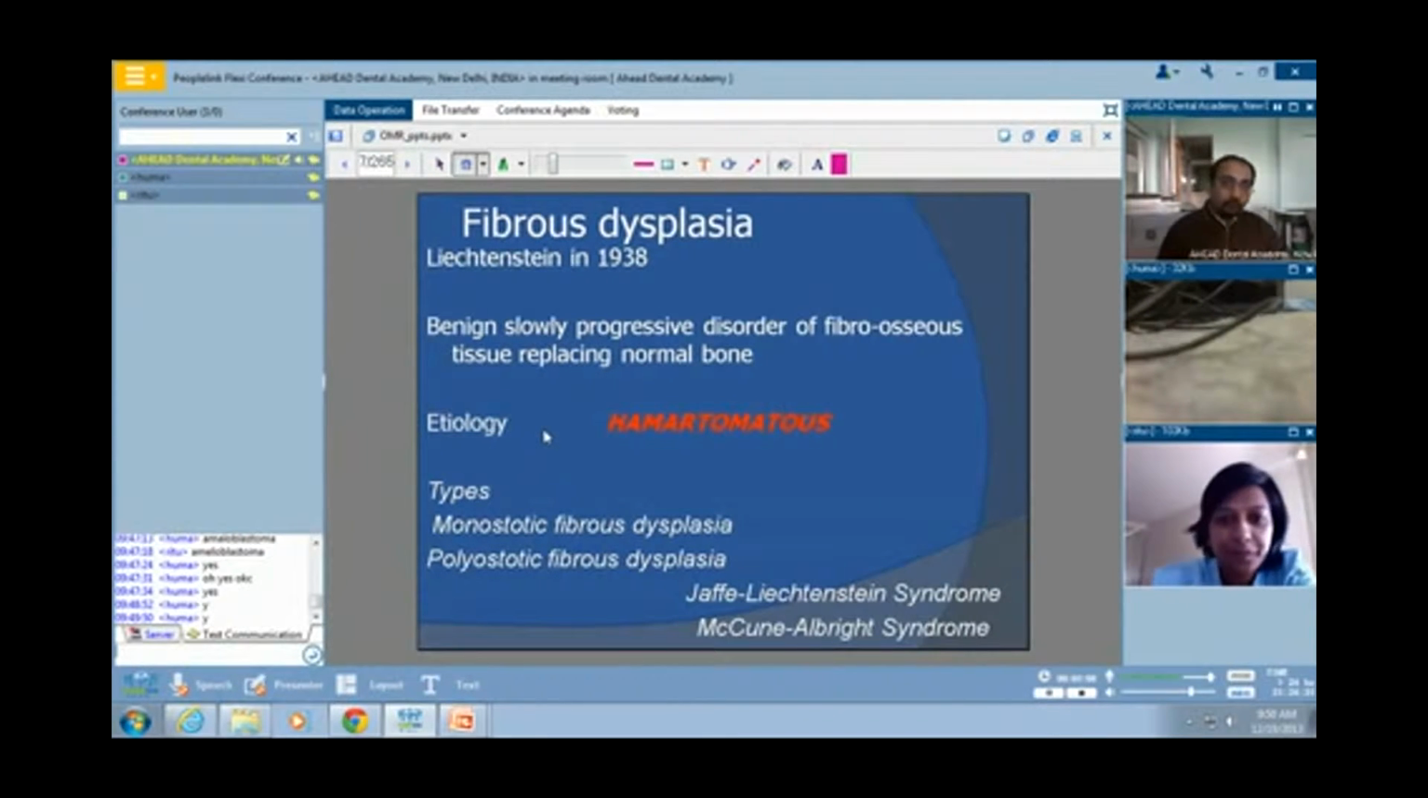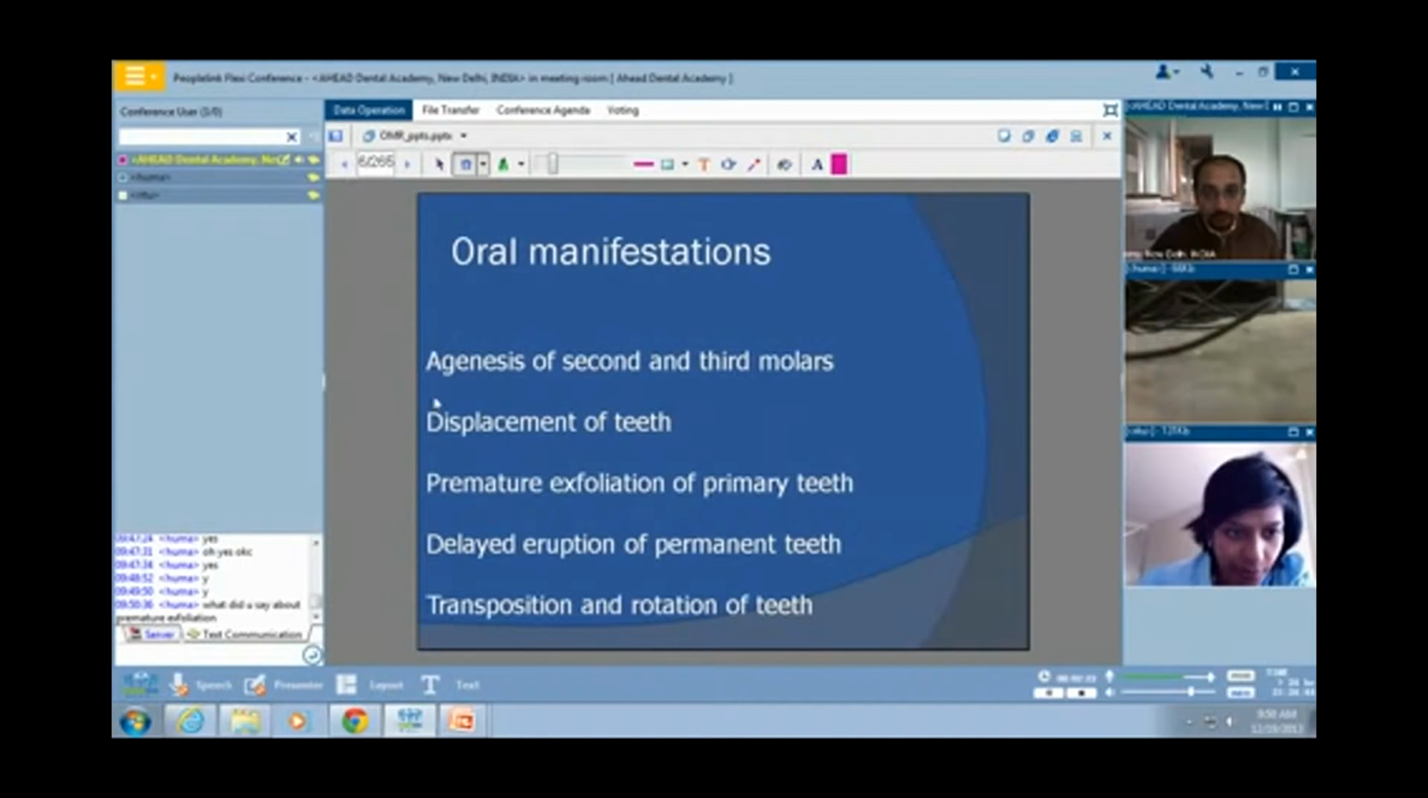Now, coming to fibrous dysplasia. If you are wondering why I have all of a sudden come to fibrous dysplasia, the only reason is because cherubism was previously called familial fibrous dysplasia. In cherubism, premature exfoliation of the deciduous teeth generally occurs, and in addition, sometimes there is also a delayed eruption of the permanent teeth. So these are certain oral manifestations.